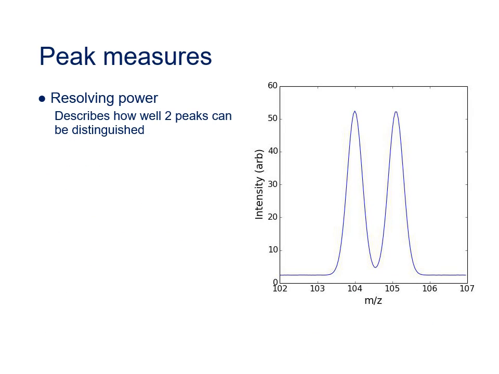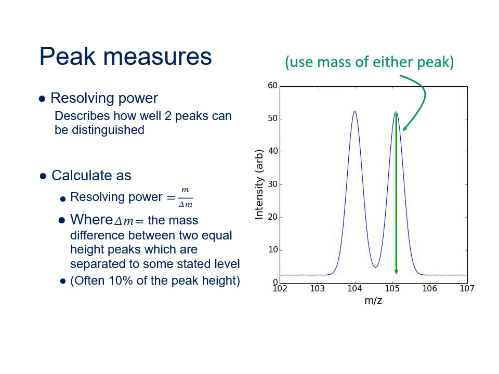Another commonly used measure of the peaks in a mass spectrum is the resolving power. This is a measure of how well two peaks can be distinguished. At first glance, the equation for resolving power looks identical to that for resolution, but the difference is in what the delta M stands for. For resolution, it was the full peak width at half the peak maximum, but for resolving power, it's the mass difference between two peaks of equal height where the valley between them reaches some fraction of the peak height.